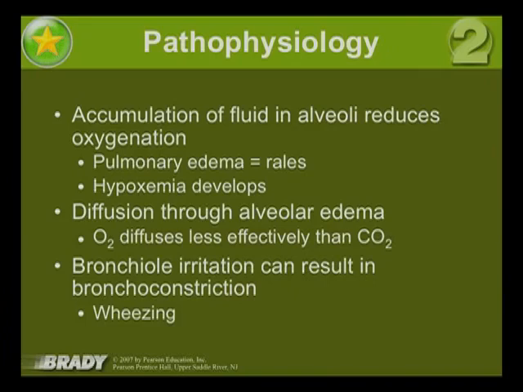The accumulation of fluid in the alveoli reduces oxygenation. Pulmonary edema equals rales. Hypoxemia develops. You get diffusion through alveolar edema. The O2 diffuses less effectively than CO2. Bronchial irritation can result in bronchoconstriction or the wheezing.